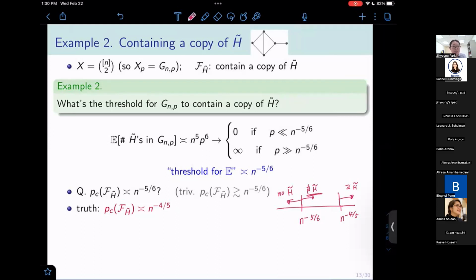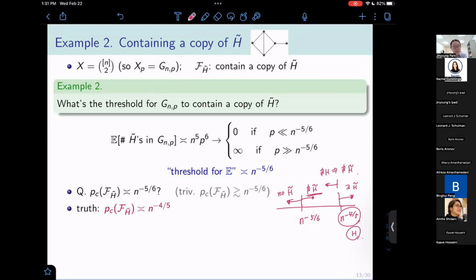This is because of the previous example. In the previous example, we saw that this n to the negative 4/5 is the threshold for having a copy of H. And because H is a subgraph of H tilde, if we are below the threshold of H, then there is no H. And because H is a subgraph of H tilde, if there's no H, then there's no H tilde.